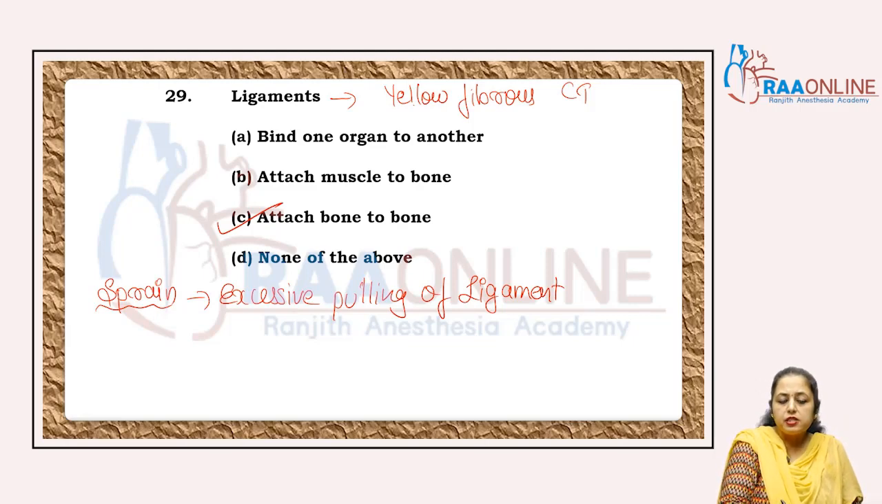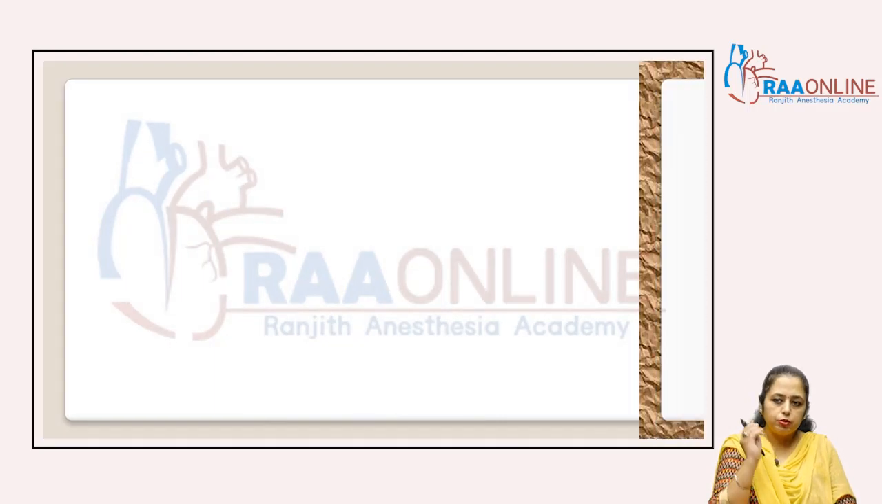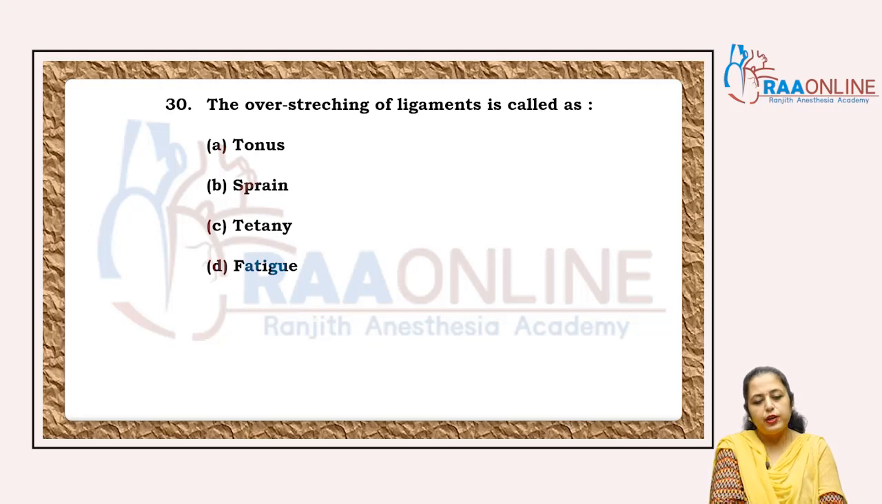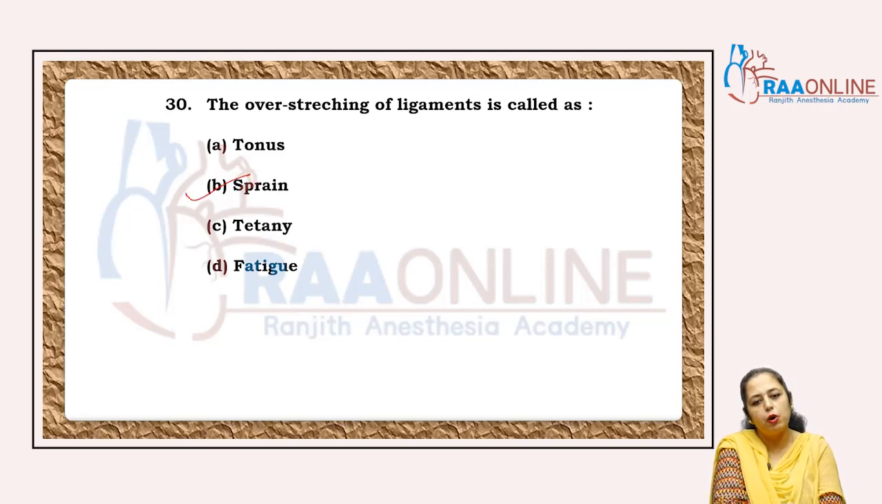Similarly, many years old mummies have their arteries intact due to well preserved elastic fibers. That is also related to that question. So you have to learn it properly. Now come to the next question, which we discussed here. Overstretching of ligament is called a sprain. So the answer is Bombay.